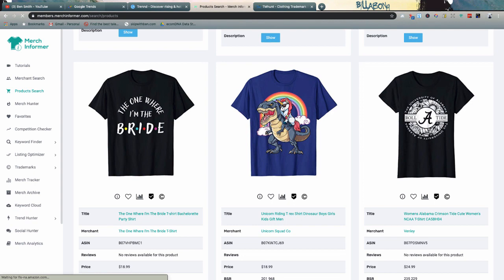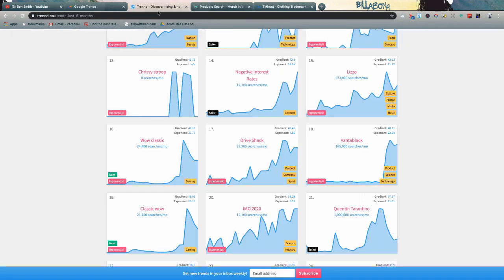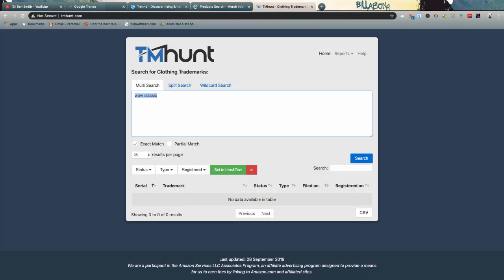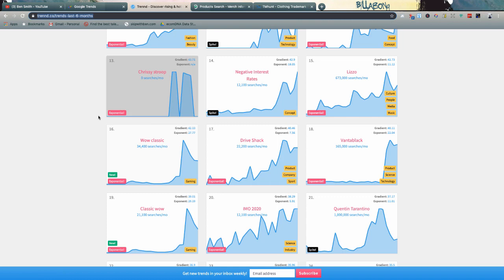Wow, that is an amazing shirt, by the way. So let's try to find a few others, just because this one's a little bit close to something that would be trademarked. So we have Drive Shack, I have no clue what that is. Let's take a look really quick. Drive Shack. Okay, so this one's trademarked. I'm going to pass on that immediately.